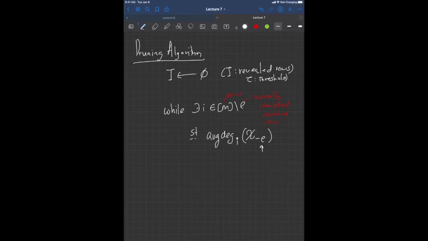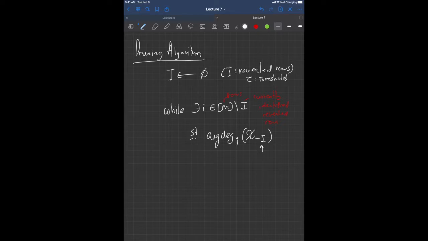So there's one more modification. This should be I, and this should also be I. Sorry for the somewhat bad notation. When I say this out loud, I realize that there's a confusion between row and the set row. So I is a set of revealed rows. So we look at the average degree inside this set.